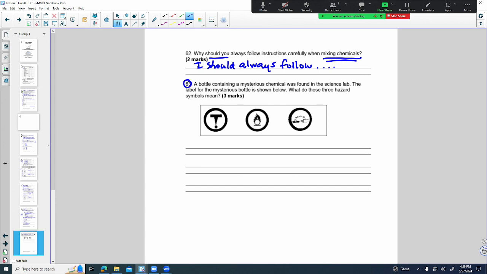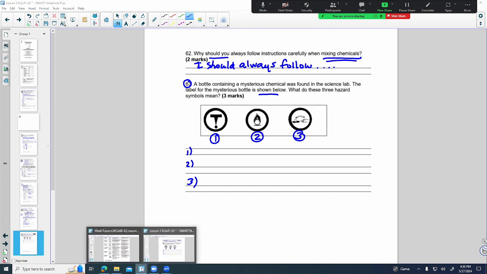And then the last key question says, a bottle containing a mysterious chemical was found in the science lab. The label for the mysterious bottle is shown below. What do these 3 hazard symbols mean? So there's 3 symbols that I need you to identify. So 1, 2, and 3. And that's it. That's it for lesson 3 chemistry.